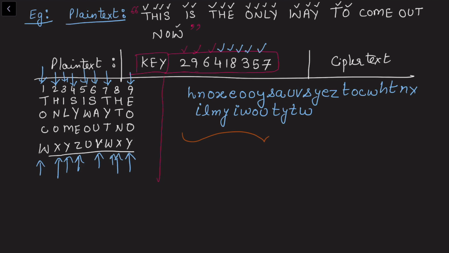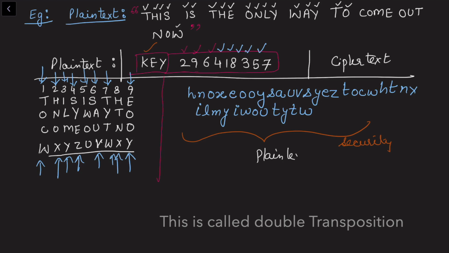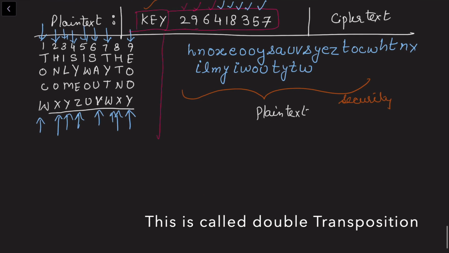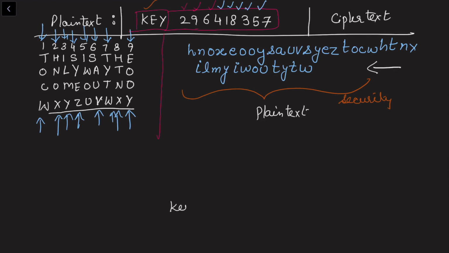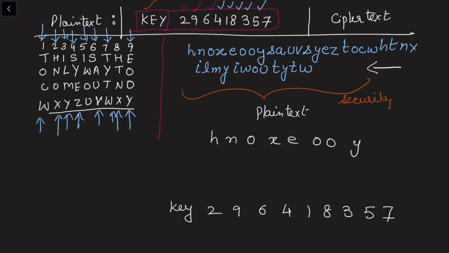And now to increase the security further, we can further encrypt this message with the same key. So if I use the same key, what I can do is write this as a plain text. Considering this as a plain text, I can re-cipher this. So in this case, let's write each one as a column. So we know the key is 2, 9, 6, 4, 1, 8, 3, 5, 7. So now let's write down this as a row. H-N-O-X-E-O-O-Y-S. So writing the 9 letters so that the 9 columns are coming up.